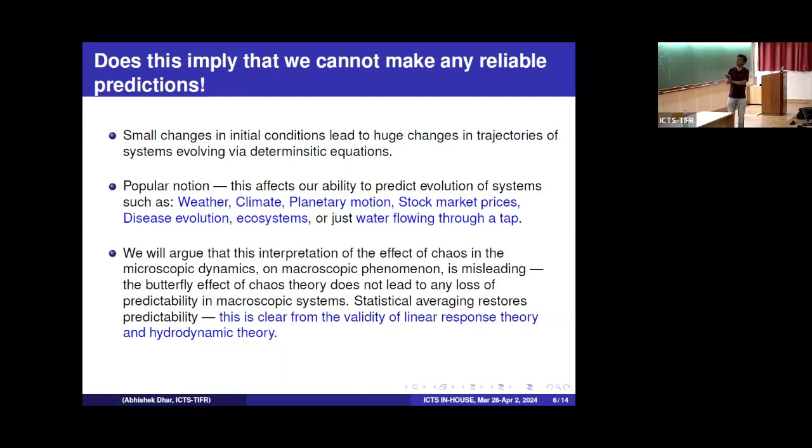Basically, what I'll argue is that this interpretation of chaos is misleading. There's chaos in the microscopic dynamics, but on macroscopic phenomena it doesn't have any effect. The butterfly effect of chaos theory does not lead to any loss of predictability in macroscopic systems. Statistical averaging restores predictability. The main thing I'll argue is that the fact that linear response theory and hydrodynamic theory are valid already shows that chaos is kind of irrelevant.